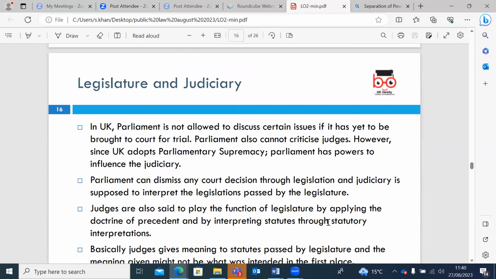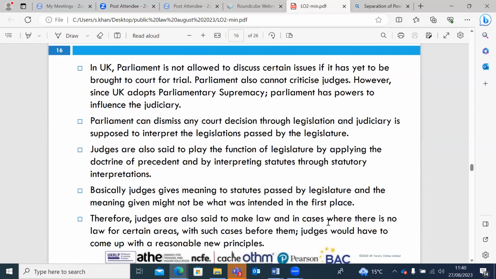The legislature and judiciary. In the UK, Parliament is not allowed to discuss certain issues if they have yet to be brought to court for trial. Parliament also cannot criticise judges. However, since the UK adopts parliamentary supremacy, Parliament has the power to influence the judiciary. Parliament can dismiss any court decision through legislation, and the judiciary is supposed to interpret the legislation passed by the legislature.